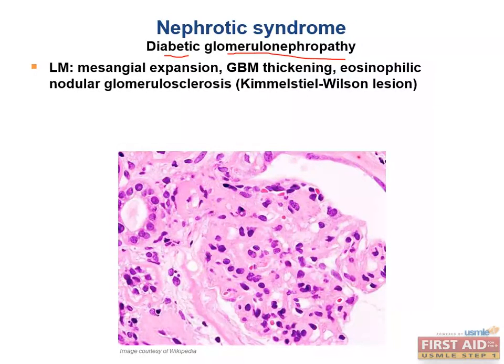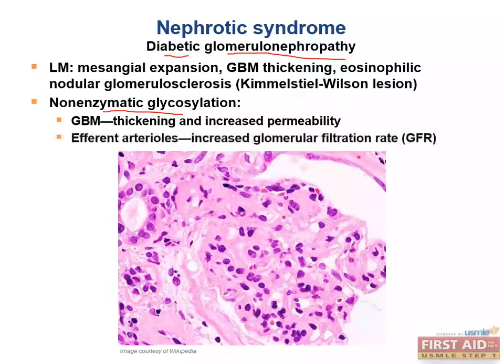in this country. It results from high blood glucose leading to non-enzymatic glycosylation of the glomerular basement membrane as well as the efferent arterioles, which just means that glucose molecules start binding to proteins in the basement membrane and efferent arterioles non-enzymatically. And this leads to permanent thickening of the basement membrane and mesangial expansion.